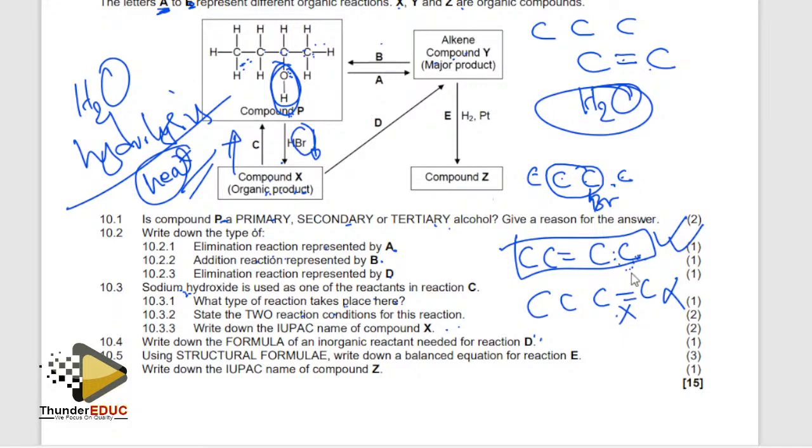So they want the IUPAC name. 1, 2, 3, 4, so it's but-. Remember, this one is alkane, alkene, alkyne. You stop on but-, and then 1, 2, 3, 4 is but-. 1, 2 is common, atom number 2. 1, 2 is the same thing. So it's going to be but-2-yne. Yes, but-2-yne.